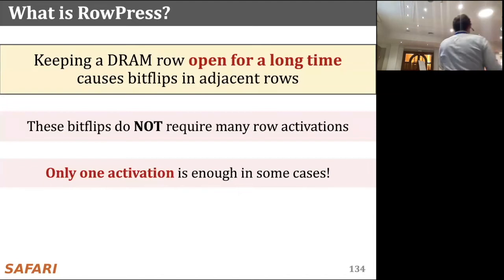You open the row, you wait long enough, you get bit flips in adjacent rows. Very bad. So this means that you don't need to hammer the row. Now, this doesn't happen in cases that are legal, meaning you need to wait for 30 milliseconds. That's not allowed in the DRAM standard, and it's unreasonable to wait for that long, I think. But this shows fundamentally that there is some other vulnerability in the device.